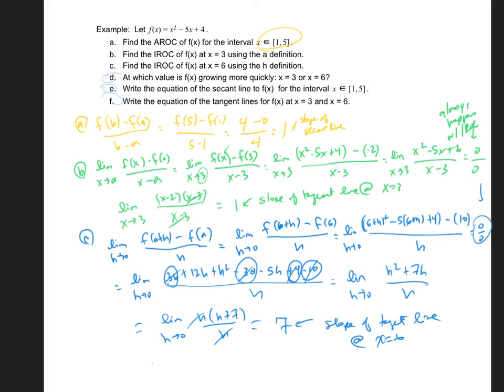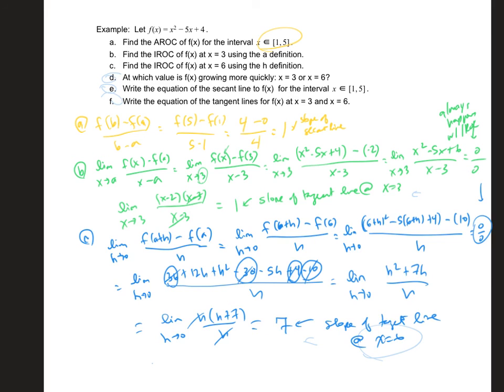Now, I will leave you to do parts D, E, and F, although we can talk about D really quickly. D says which is growing more quickly, x equals 3 or x equals 6 for this function. So obviously you're looking at a rate of change, and the bigger the rate of change, the faster the growth. So the rate of change at x equals 3 was only 1, the rate of change at x equals 6 was 7, so the bigger one is at x equals 6.